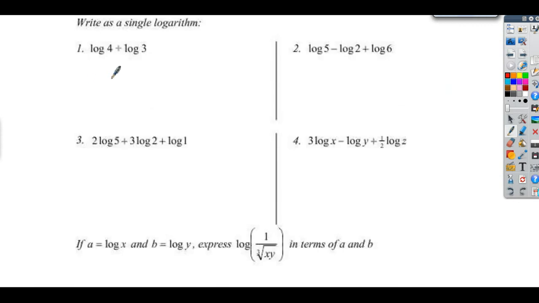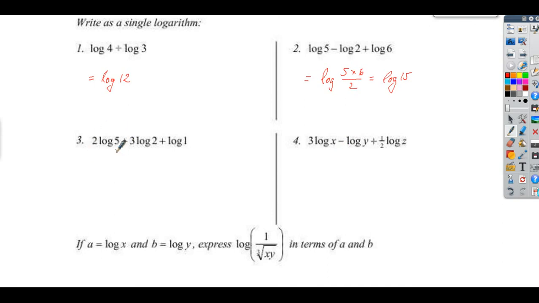And so finally, we should have no problem doing these exercises using the rules that we just did on the previous page. Log 4 plus log 3 must be the same as log of 4 times 3, which is log 12. This must be the same as log of 5 times 6 divided by 2. So that would be log of 5 times 6 divided by 2, which is the same as log 15. Again, take your calculators to check that.